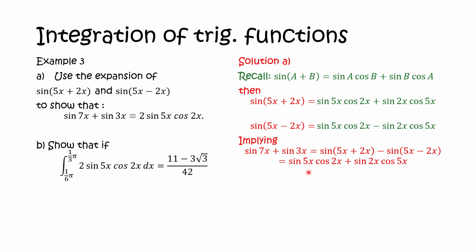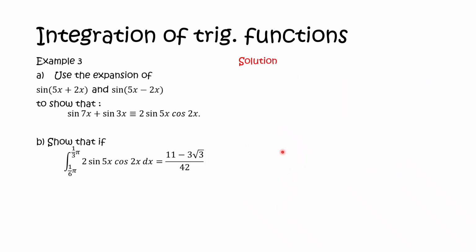This would give us what we have here, the sine of 5x plus 2x minus the sine of 5x minus 2x. Then, with what we obtained earlier on, we simply substitute so that we add the 2. When we add the 2, what we would get then is 2 sine 5x cos 2x, and that will be our answer. That's how we show that sine 7x plus sine 3x is equal to 2 times sine 5x cosine 2x. Great. With that, let's move on to B.